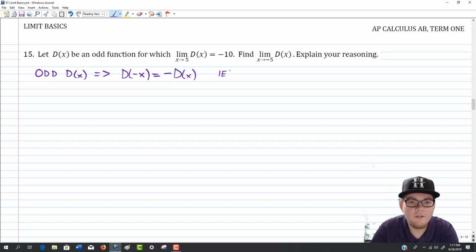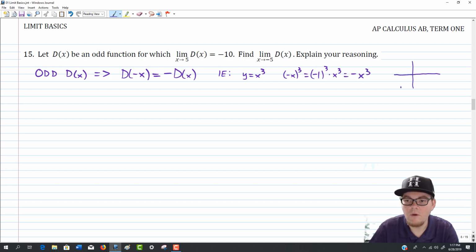And in order to see that, let's use a very simple example to work with. I'm going to go with x cubed. It's a classic and classy odd function. Particularly, if y equals x cubed, then if you plug in negative x, in other words, you cube negative x, you get negative 1 cubed times x cubed, which is equal to negative x cubed. And what that produces, of course, is a shape that we've seen many times before.